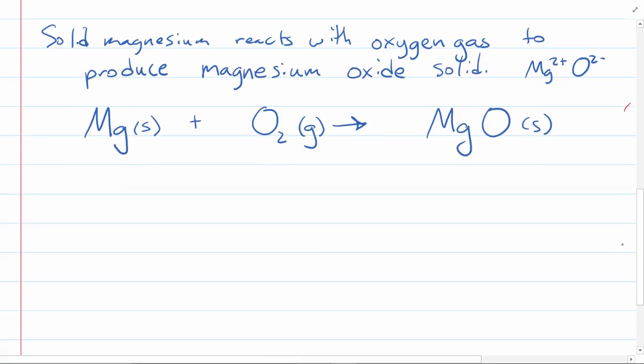So it goes something like this. First of all, we look at the magnesiums on the left and the magnesiums on the right. How many on the left? 1. And on the right? 1. So we'd say that magnesium is balanced.